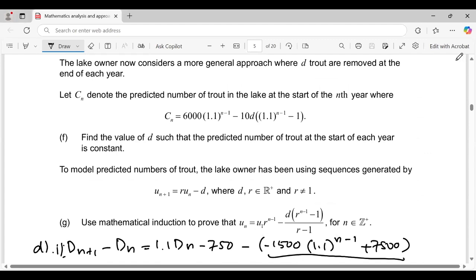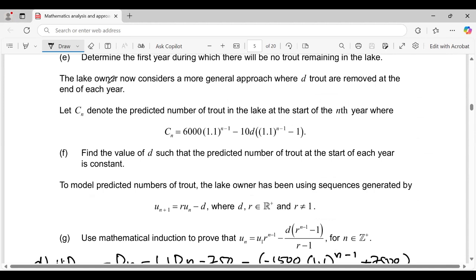Next question. The lake owner now considers a more general approach where the trout are removed at the end of each year. Let Cn denote the predicted number of trout in the lake at the start of the nth year, where this equation holds. Find the value of D such that the predicted number of trout at the start of each year is constant, right?